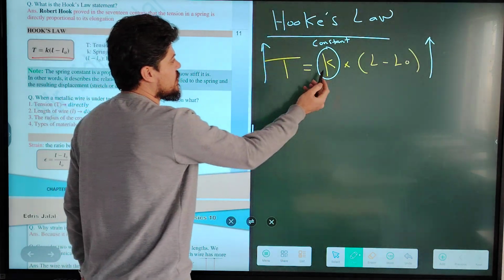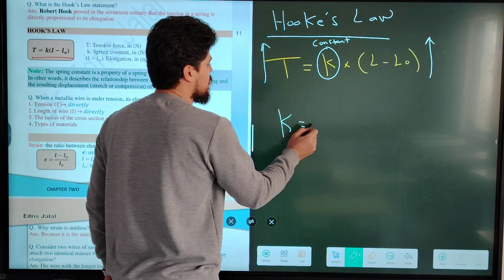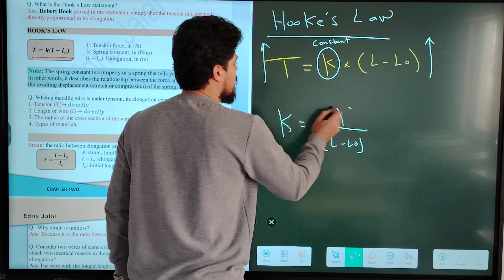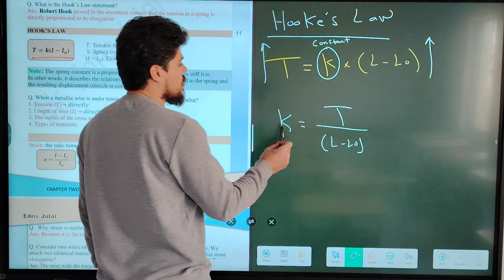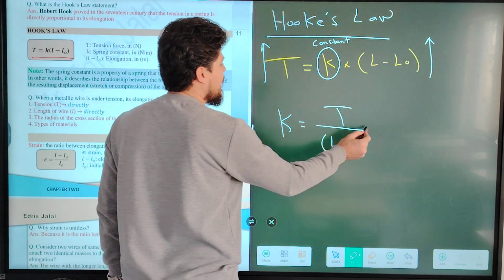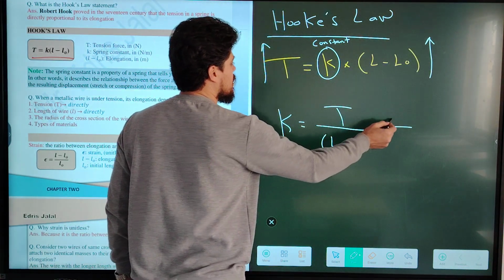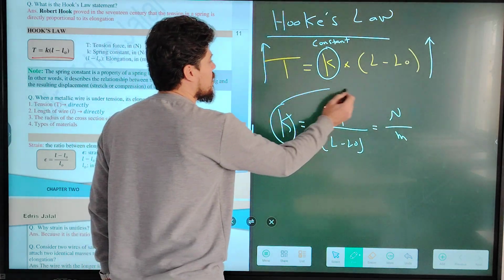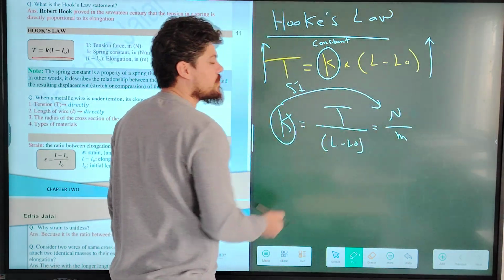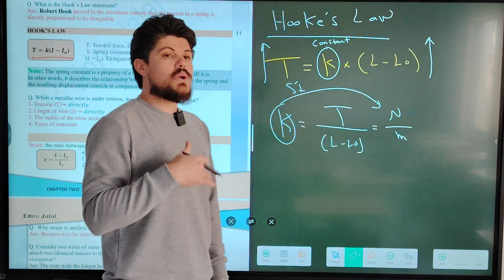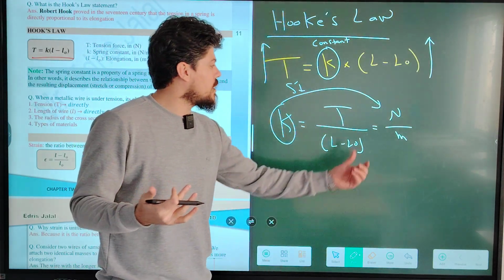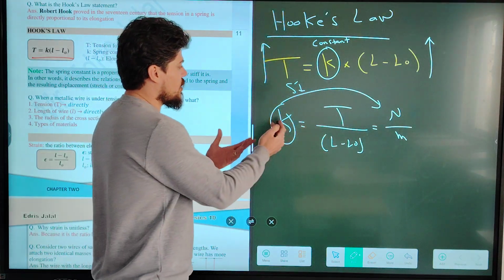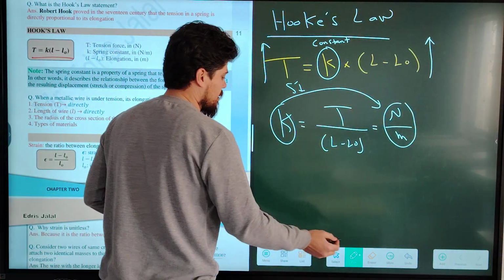So we can rearrange this equation to determine K. K is equal to what? What we have with spring constant? Elongation goes to the denominator, and the tension goes up. According to this equation, K is measured in what? Tension is measured in Newton, elongation is measured in what? In meter. What is the SI unit of spring constant? Newton per meter. For example, if I bring it in the exam, you have to choose Newton per meter.